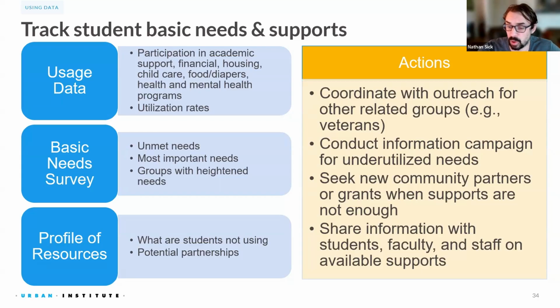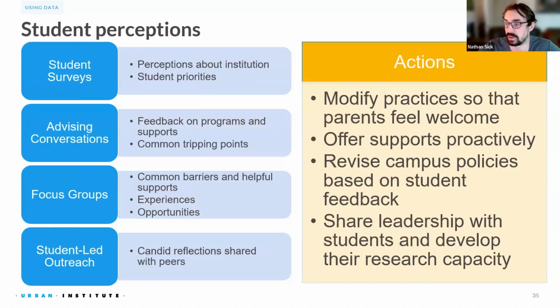You can seek new community partners or grants when current supports are not enough, and you can share information with students, faculty, and support staff on available support. So a syllabi statement that goes out in classrooms is a huge thing that we've seen and we've heard can be very effective. Lastly, student perception.